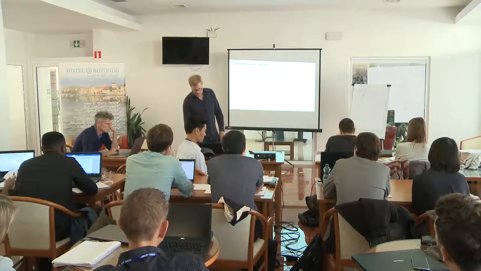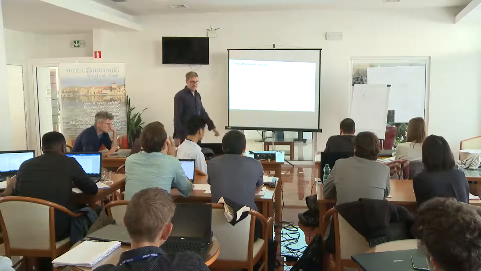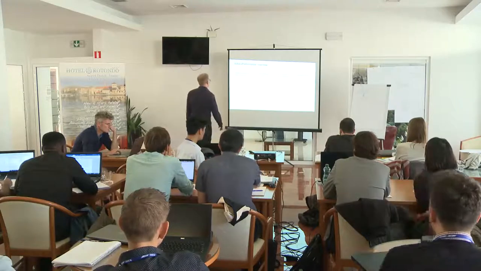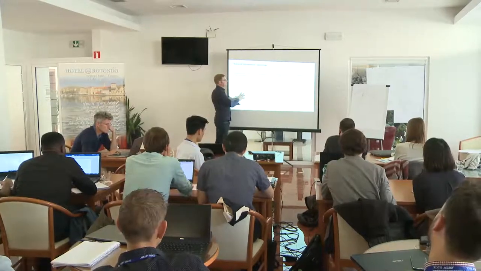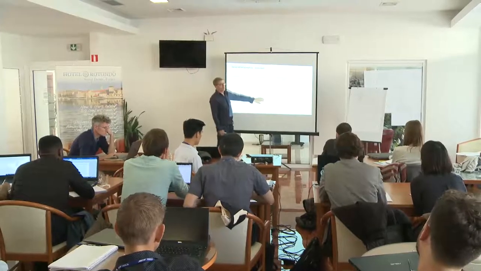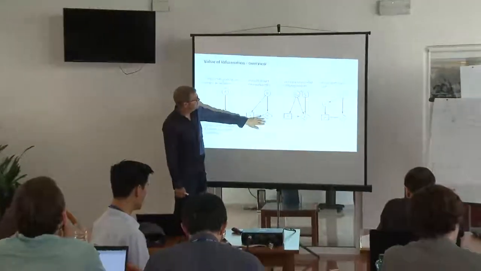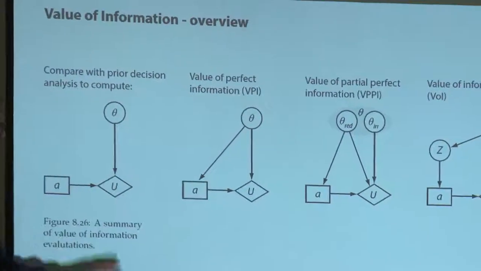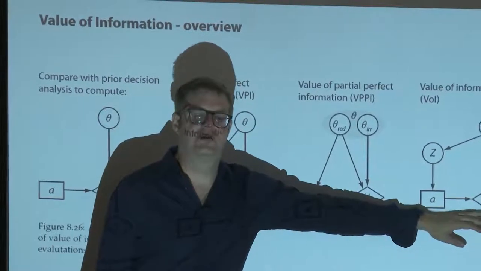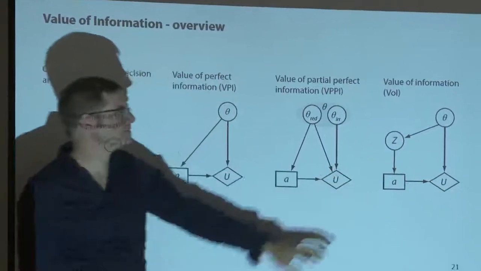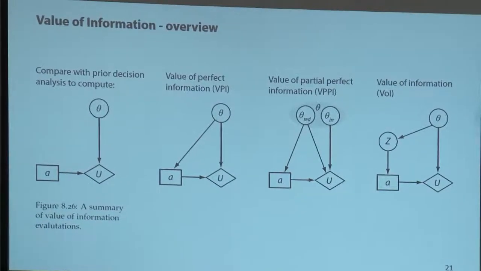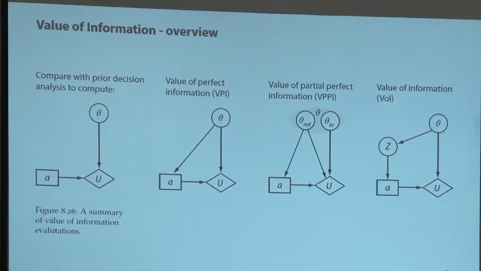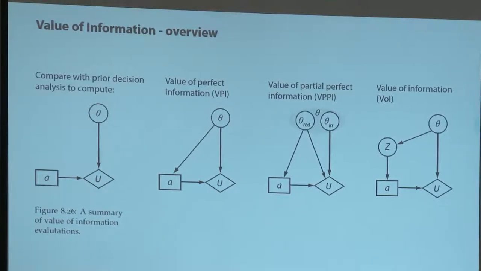Okay, so this is the last one here that just summarizes these ideas that basically, if this is the prior and you compare this prior to this to get the perfect information, value of perfect information, you compare it to this to get the value of partial perfect information, and you compare it to this situation to get the value of information. This summarizes these three types of analysis. Okay.